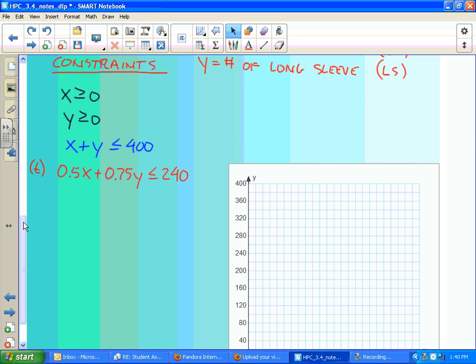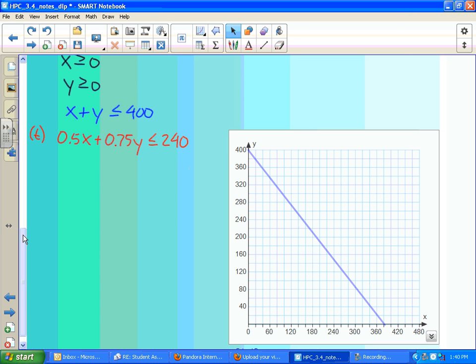All right, so here's what I've got. I have this graph, x plus y equals 400, and then I've got that graph, 0.5x plus 0.75y equals 240. And how did I find those? Cover-up method. These are standard form. Cover up x, find the y-intercept, 400. Cover up y, find the x-intercept, 400. For the other one, cover up x, find the y-intercept, 320. Cover up y, find the x-intercept, 480. So I'm just doing standard form, finding intercepts. That's how I get these two lines.